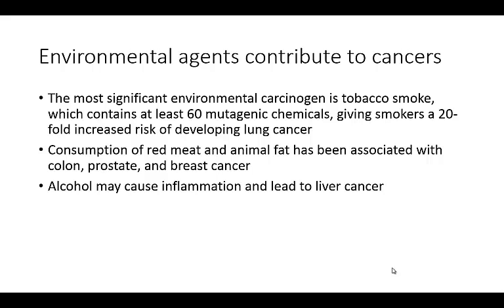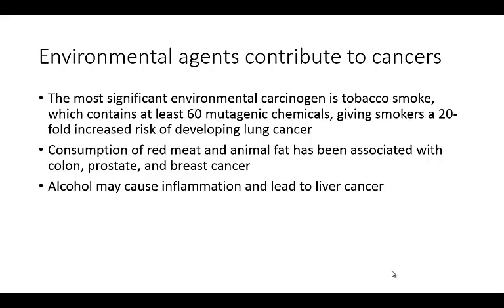Environmental agents are a huge contributor to cancers. The most significant environmental carcinogen is tobacco smoke. It contains at least 60 mutagenic chemicals, and it gives smokers a 20-fold increase in developing lung cancer. A few other environmental agents that people may not be as aware of: consumption of red meat and animal fat is associated with colon cancer, prostate cancer, and breast cancer.